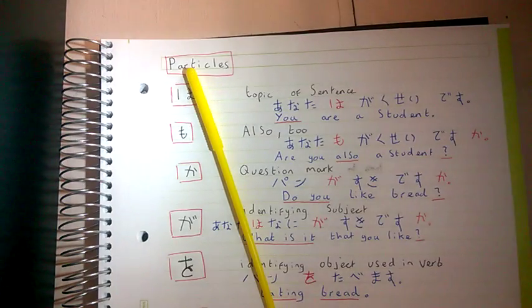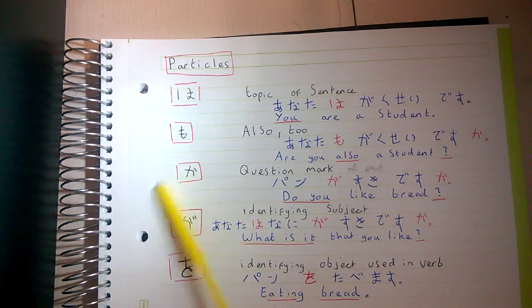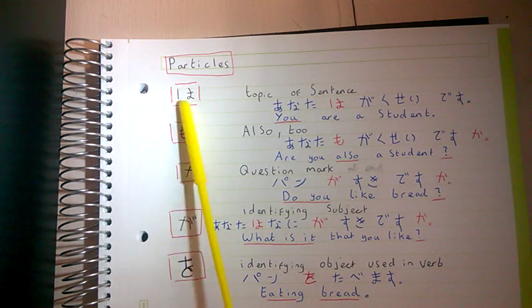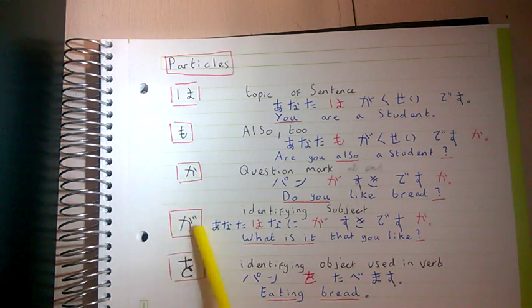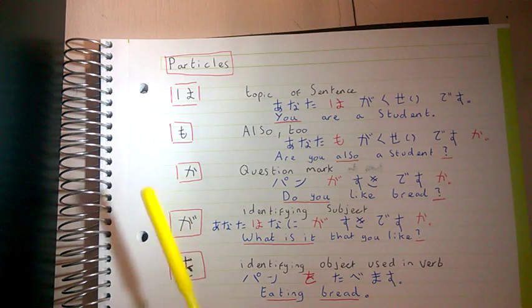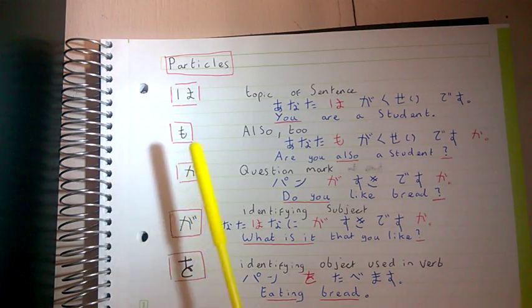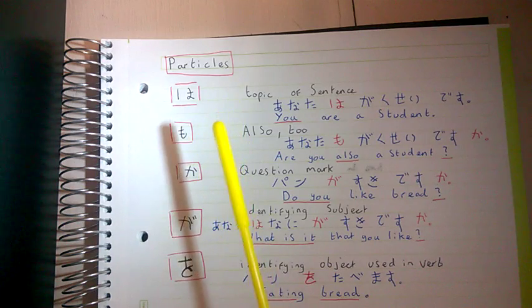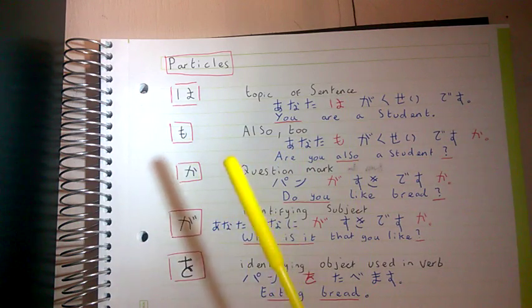Today I want to do a short video on particles. So I've set up a thing where I can do my own, kind of like a projector, I guess, with a notebook. Particles are the things such as wa, mo, ka, ga, and there's quite a few. I just wrote down really common ones that you will always see, pretty much.